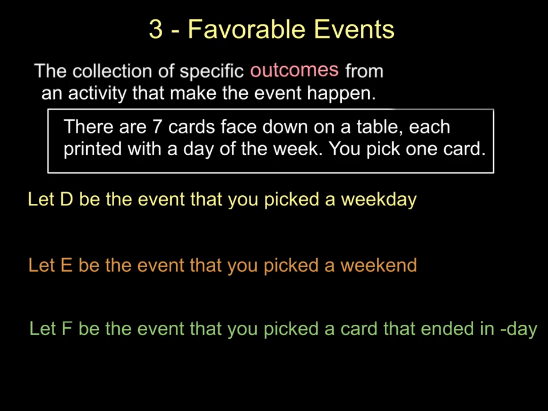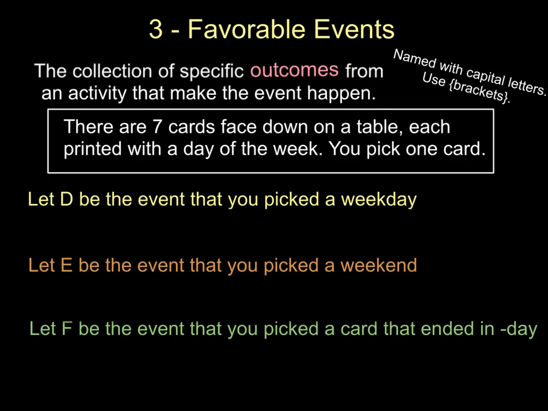Now we're going to look at 3 different favorable events that we might want to happen. We're going to let D be the event that you picked a weekday, E is going to be the event that you picked a weekend, and F is the event that you have picked a day that ends in D-A-Y. We want to make sure that we know that favorable events are written using capital letters, and we also use brackets. So we have D, E, and F to be those different events that are favorable.